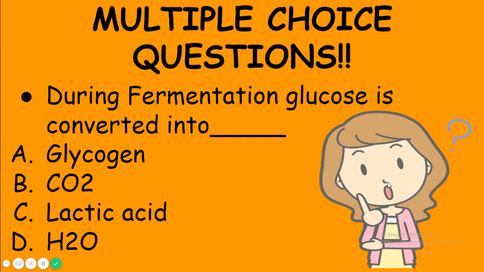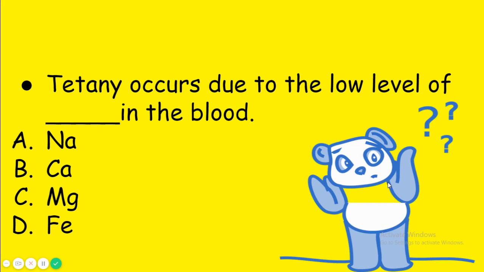So this was all about today's lecture. Okay. Now the multiple choice questions. The first question is: during fermentation, glucose is converted into dash. A. Glycogen, B. Carbon dioxide, C. Lactic acid, D. Water. The second question is: tetany occurs due to the low level of dash in the blood. A. Sodium, B. Calcium, C. Magnesium, D. Iron.